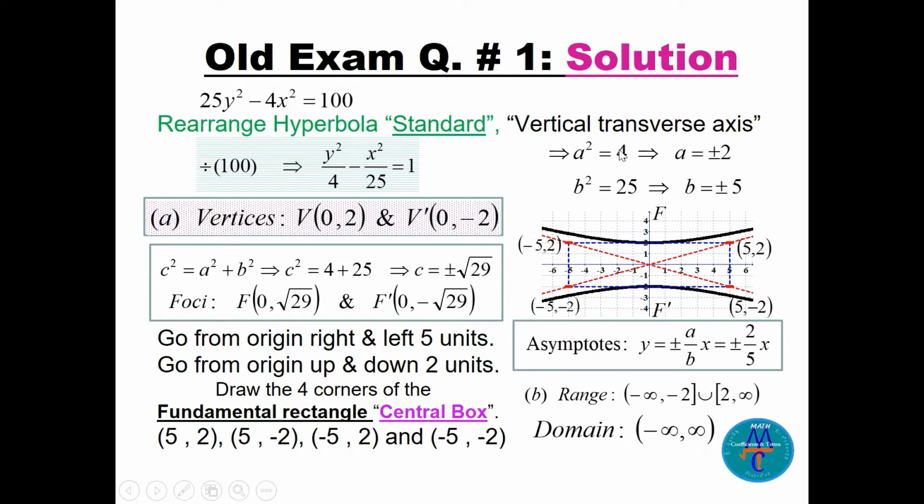So a squared is 4, so a is plus or minus 2. b squared is 25, so b is plus or minus 5. So I can put the corners here of the fundamental rectangle, or we call it the central box. The vertices are (0, 2) and (0, -2). The foci are (0, plus or minus square root of 29), because in the hyperbola, we have the formula c squared equals a squared plus b squared. And these are the asymptotes. This is the range and the domain.